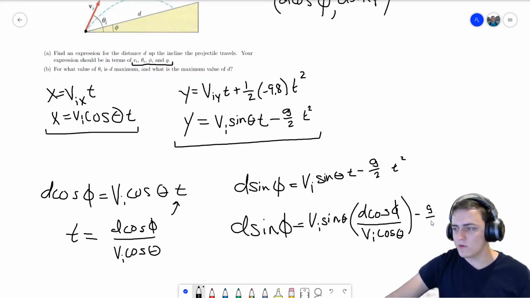We have to do that one more time for this t squared. Whoops, it's going to be a phi. Very important not to mix up any angles.